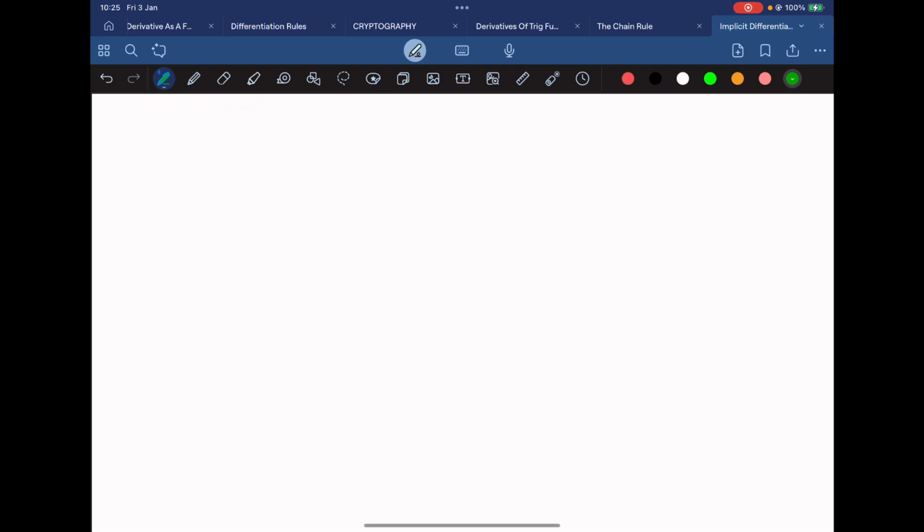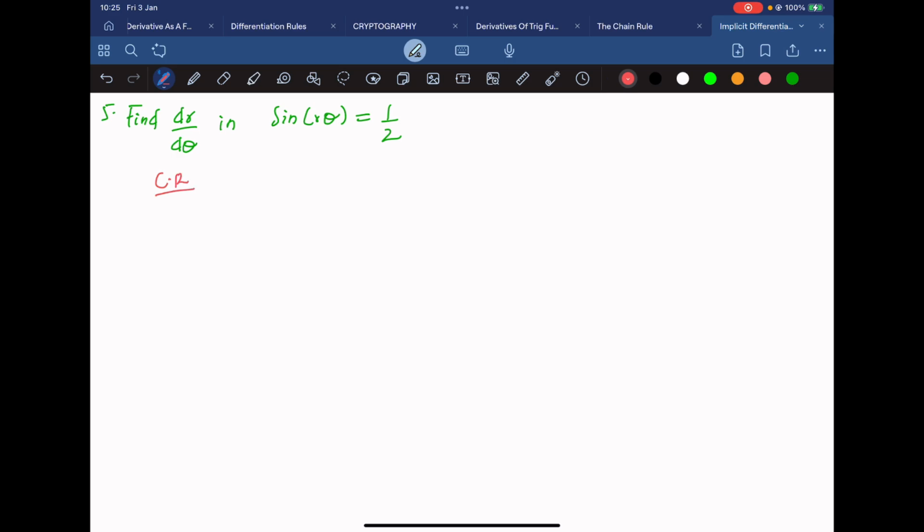Let's look at our last question. We have to find dr/dθ in sine of rθ is equal to 1/2. So in this question, we have to use the chain rule, right? So we have to use the chain rule. So we differentiate the left hand side and the right hand side.